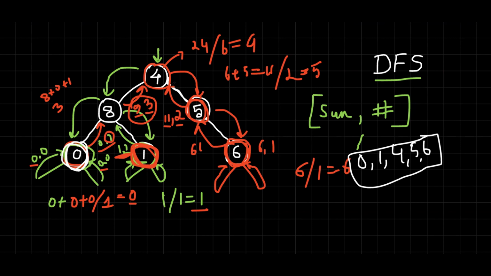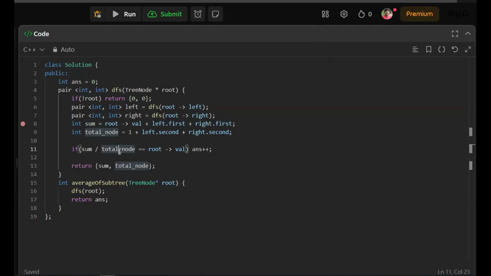I hope you understood how the DFS function works here. Now let's move on to the code. In this problem, the code is pretty simple. We are given a function named averageOfSubtree, which has a tree as the parameter. Now we have to call a DFS function with this root, and inside the DFS function, if the root is null, it will return a value 0 and 0, which is the pair. After that, we have to recursively call the DFS function on the left subtree and on the right subtree and store the values into pairs.